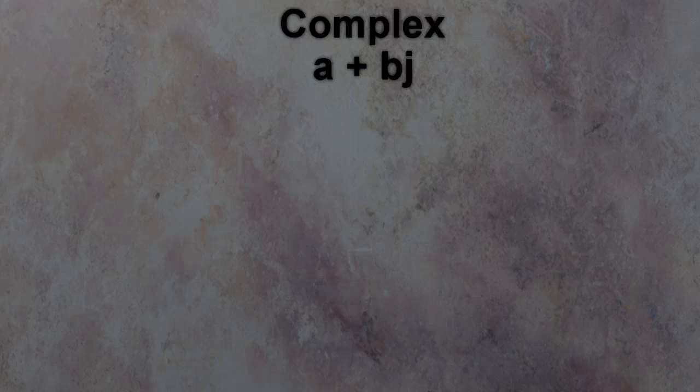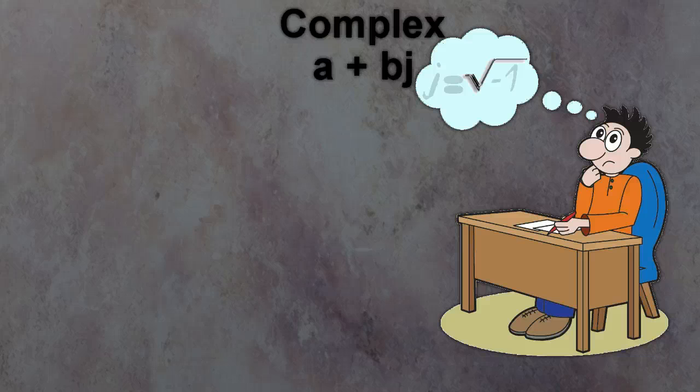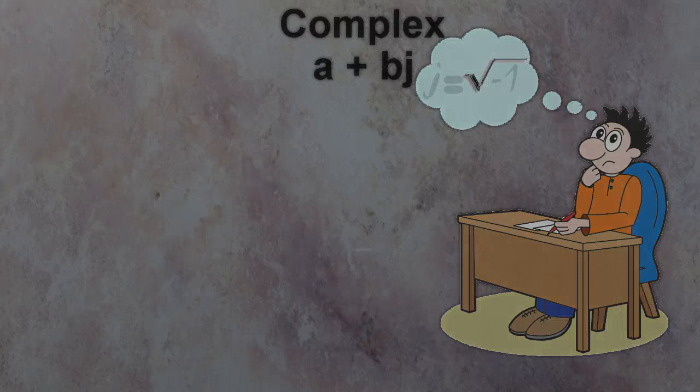Complex numbers are in the form of A plus BJ, where A and B are floats and J, or lowercase j, represents the square root of negative 1, which is an imaginary number. A is the real part of the number, and B is the imaginary part. Complex numbers are not used much in Python programming.